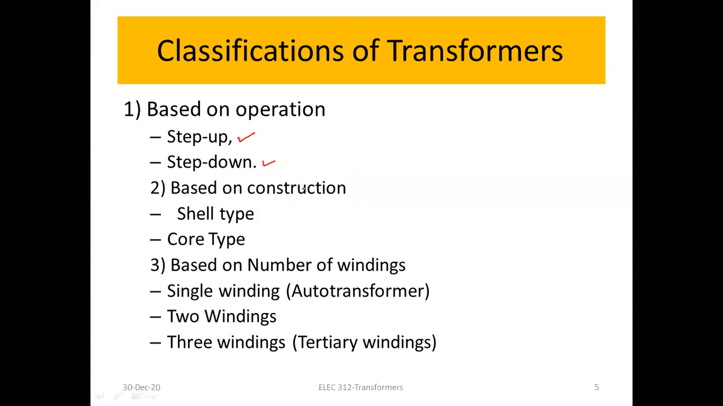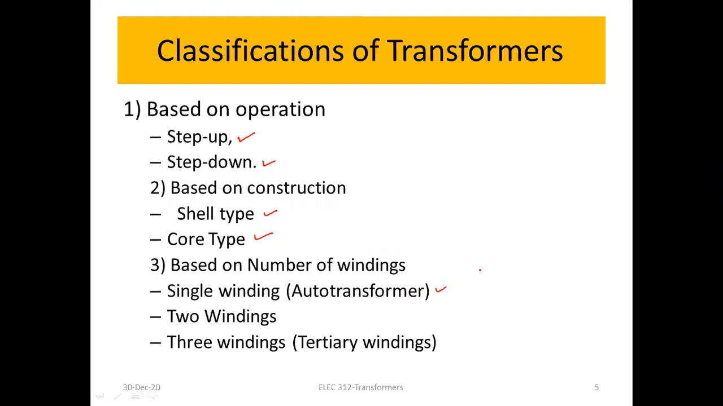Based on construction also, how the transformer is constructed. So it is a shell type and core type, two types of transformer we are using based on construction. Based on number of windings, a single winding is there also in the transformer, that is called auto transformer.